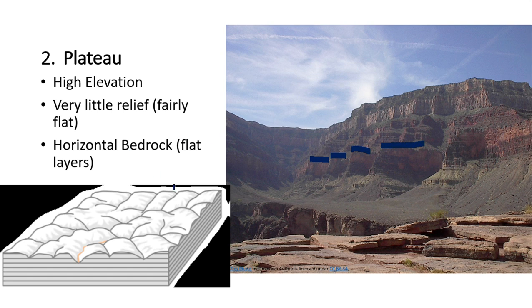So plateaus have horizontal bedrock. If you look down here, unlike the mountains where you saw those bumps going up and down, these, and I'm terrible at drawing straight lines, but these pretty much go straight across. Ignore that line. So that is a plateau.